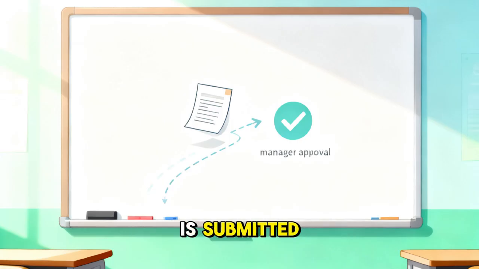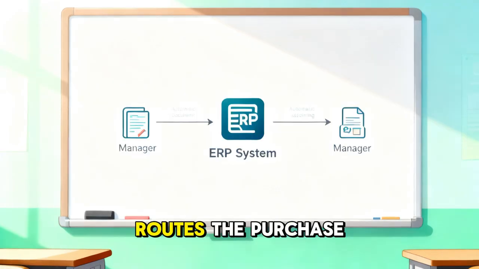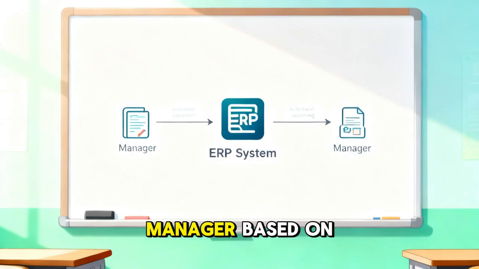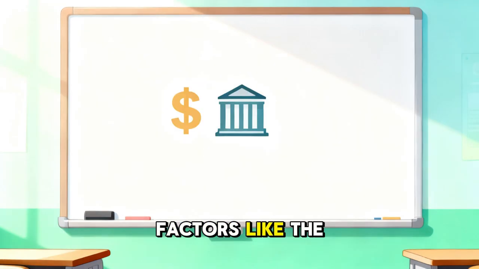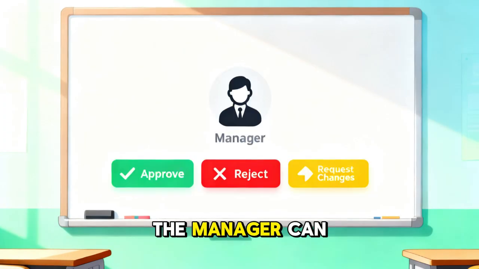Once the requisition is submitted, it moves to the approval stage. The ERP system automatically routes the purchase requisition to the appropriate manager based on predefined workflow rules. These rules can be based on factors like the purchase amount or the department. The manager can then approve, reject, or request changes to the requisition directly within the system.